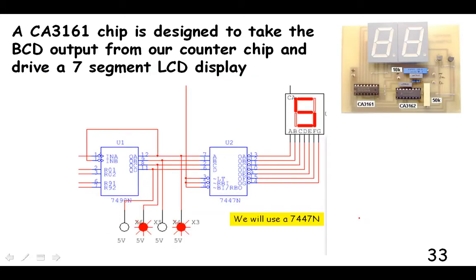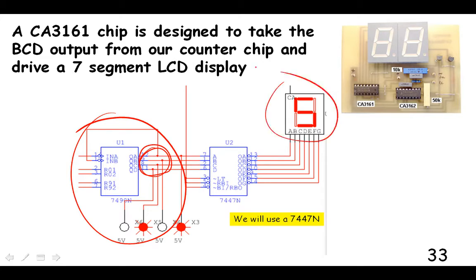Okay, so here's the counter. Well, how can we take this binary coded decimal output from the counter and feed it into a LCD display that we can then see with our eyeballs? We'll use a CA3161. Actually, in our lab, we're going to use a 7447 because Multisim doesn't have the 3161, which has its resistors built in. Anyway, don't worry about that.